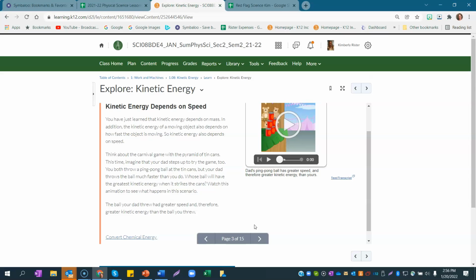Kinetic energy also depends on speed. So you've just learned that kinetic energy depends on mass, but in addition, the kinetic energy of a moving object also depends on how fast the object is moving. So you want another bullet point, and I would add this sentence in: kinetic energy also depends on speed.